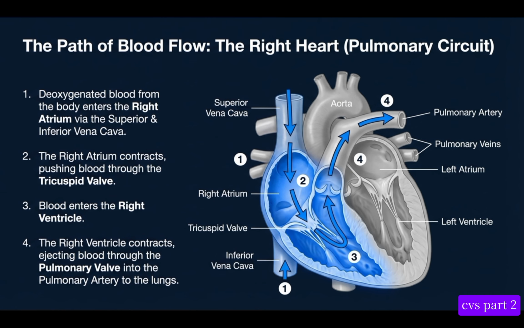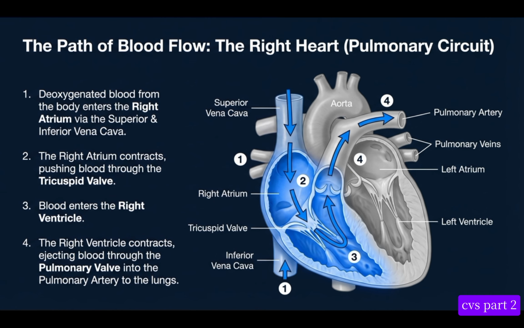What is the third thing that happens? Blood enters the right ventricle. And when blood enters the right ventricle, what's the next thing that happens? The right ventricle contracts. As soon as the right ventricle contracts, blood is expelled through the pulmonary valve. Now take a look at the pulmonary valve. The pulmonary valve is the valve between the pulmonary artery and the right ventricle. It serves as a gateway which prevents the flow back of blood.